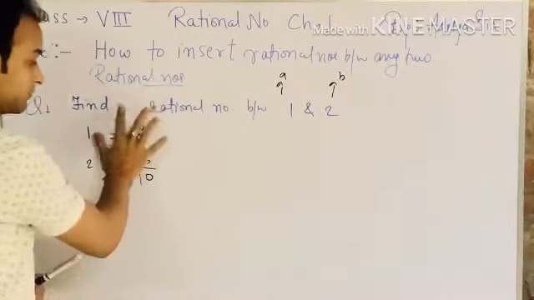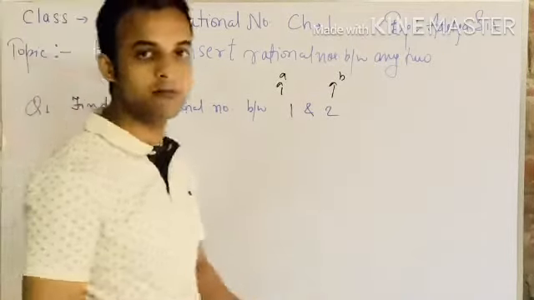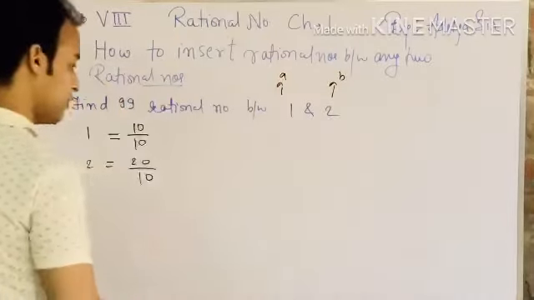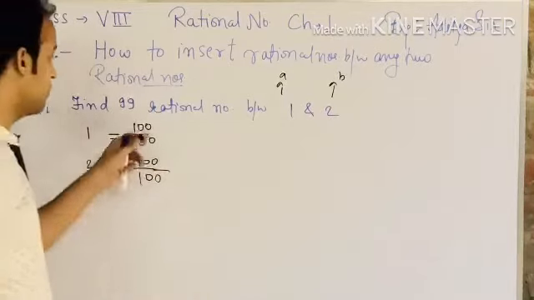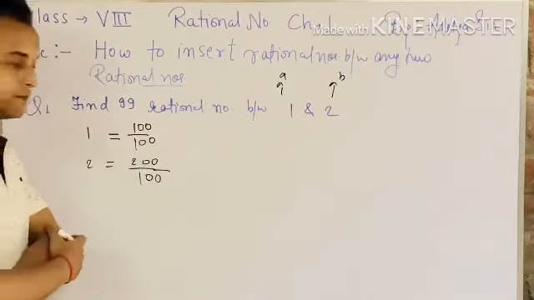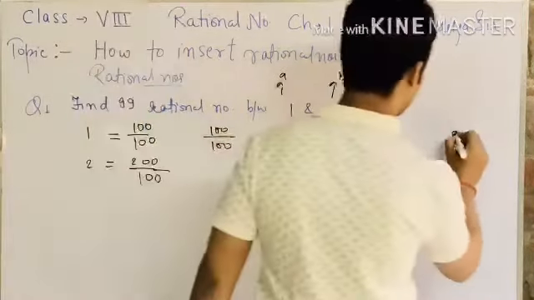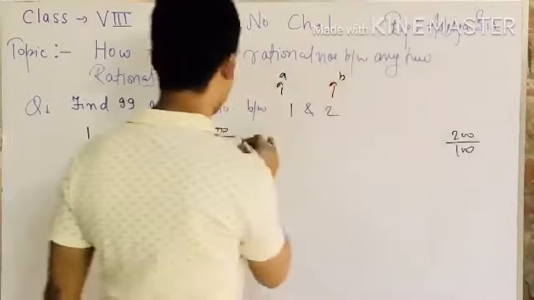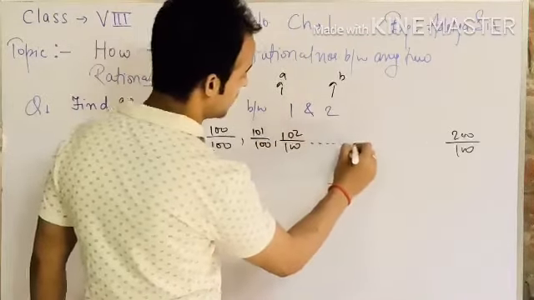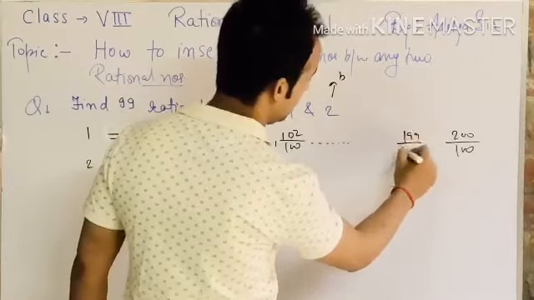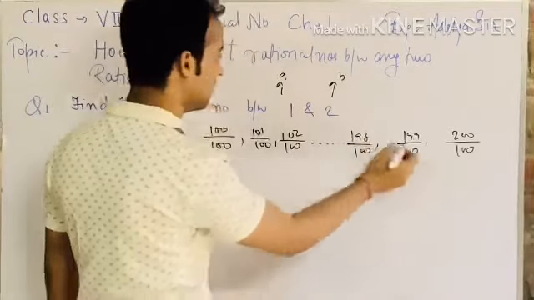सपोज क्या कर दिया, find 99 rational numbers. 99 रैशनल नंबर्स आपको निकालना है. उसके लिए क्या करेंगे बाबू कि यहाँ 1 को हम लोग रिप्रेजेंट कर सकते हैं 100 by 100 और 2 को लिख सकते हैं 200 by 100. फिर यहाँ से लिख देंगे 101 बटा 100, 102 बटा 100, 103, 104 से डॉट डॉट डॉट कहाँ तक, 199 बटा 100 लिखा जाएगा. 198 बटा 100, 199 बटा 100 आ गया.